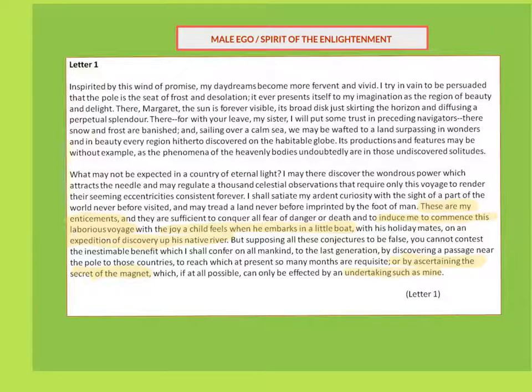So we mentioned mockery earlier. I don't think Mary Shelley is dismissing the advances made by pioneers during the Enlightenment, but in her novel, many of her male characters are drawn towards it. It's no secret here. It's no coincidence, rather. We have words like enticements, and we have the reference to the secret of the magnet. We also have verb phrases like "induce me to commence on this voyage."